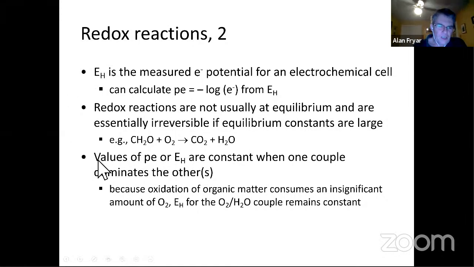I'll talk more about Eh down here at the bottom of the slide, but in the meantime, I want to reiterate what I said previously, that in contrast to precipitation and dissolution reactions or to ion exchange reactions, redox reactions, oxidation reduction reactions, usually are not at equilibrium. So for example, that's why you have a carbon cycle or a nitrogen cycle. Typically, because the equilibrium constants are large, they're irreversible.